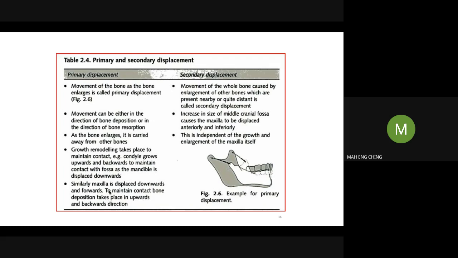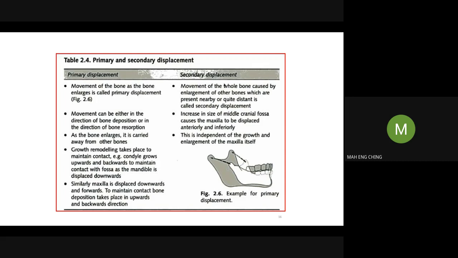Similarly, the maxilla is displaced downward and forward to maintain the contact. Bone deposition takes place in the upward and backward direction. So this one is just an example of the primary displacement. You see, when the mandible grows downward and forward, then the condyle will grow backward and upward, to maintain the contact with the base of the skull.